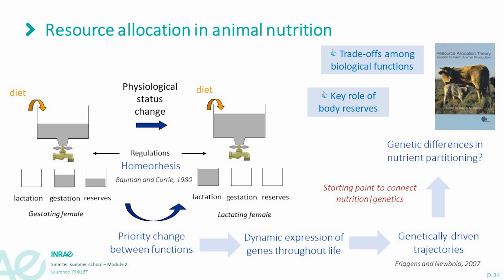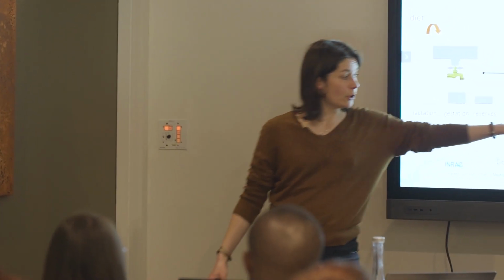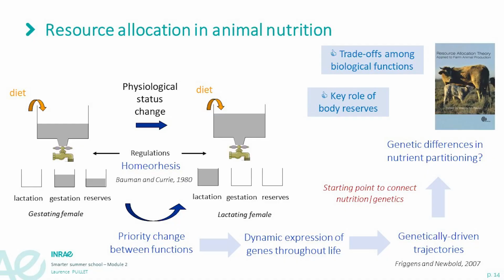But if you look at that from a resource allocation point of view, it's not just coordinated changes in hormones, it's a change in priority. Here the priority is to grow a gravid uterus. Here the priority is for the offspring to survive, so basically feed the offspring with milk. So from a female perspective, gestation to lactation is a change in priority.